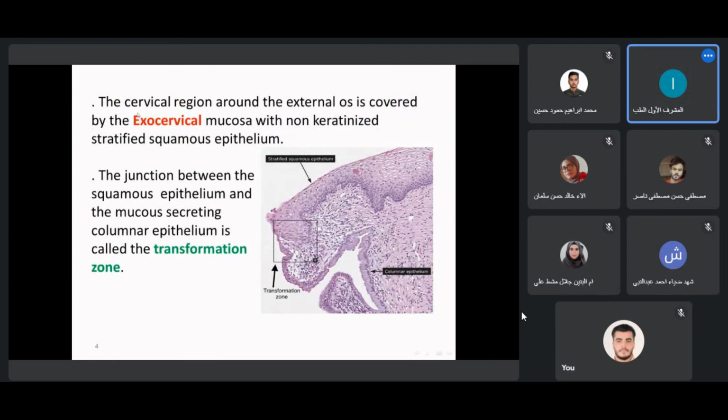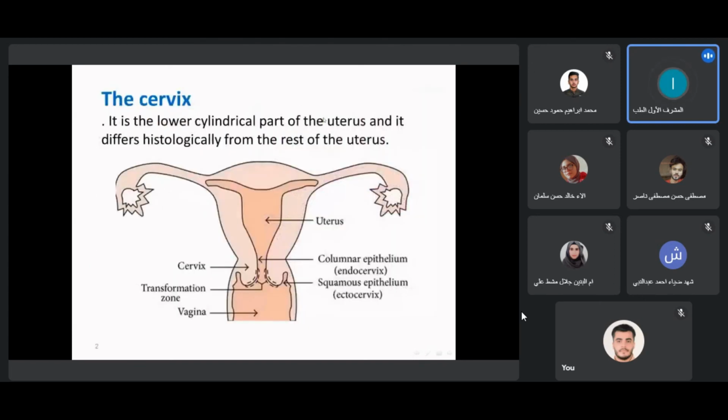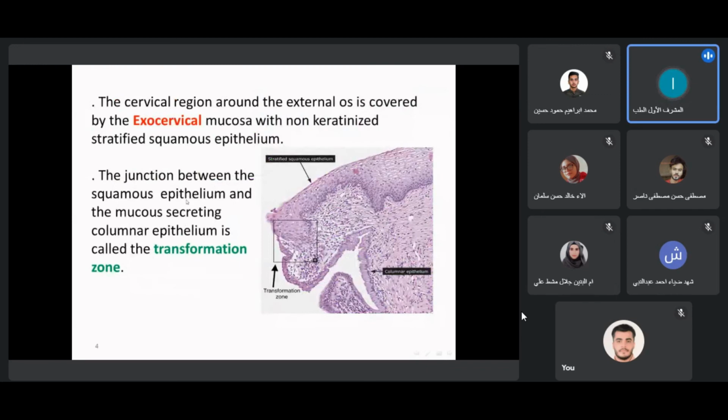The cervical area around the external os. Let's go back here and see the external os, which is the external opening of the cervix, and the internal os, which is the internal opening of the cervix. The area around the external os is covered by the exocervical mucosa. The exocervical mucosa is continuous with the vaginal lining, which is stratified squamous epithelium, non-keratinized type.